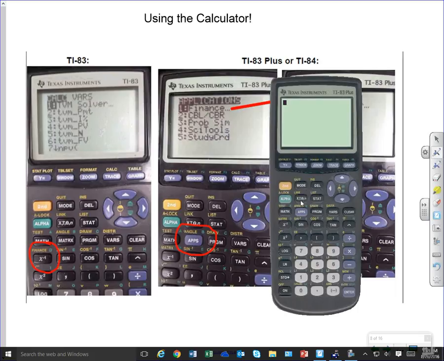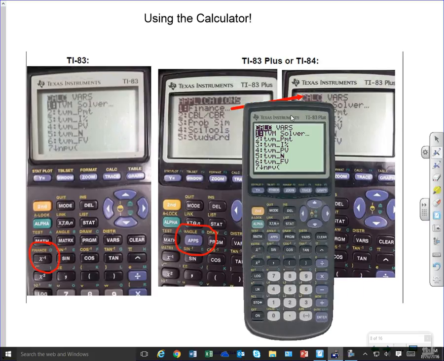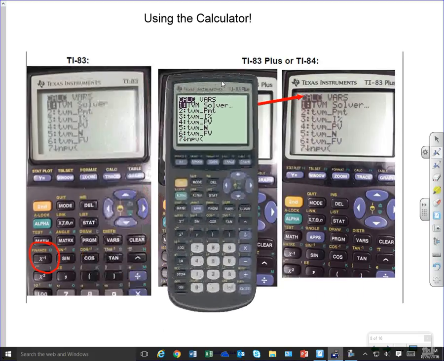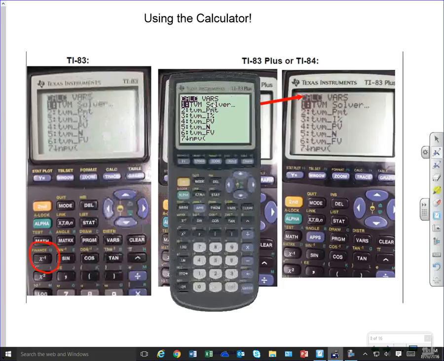If you have a newer calculator, then you will go to apps, so it's probably a purple button there, and mine just has finance on it, so I'll push finance, and then we're going to go to this TVM solver. Once we get to this step, either calculator should show the same thing.